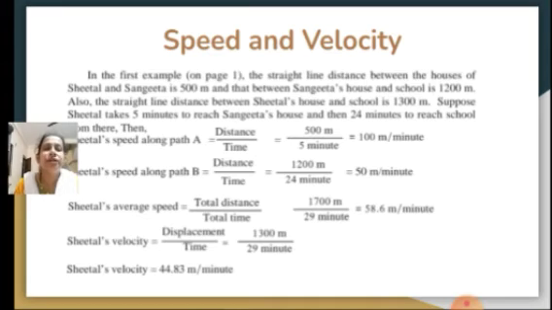So here you find that if you compare the average speed and average velocity, you find there is a difference. Why? Because there is change in the direction. If it was along the straight line, then the speed as well as the velocity would have been the same thing.